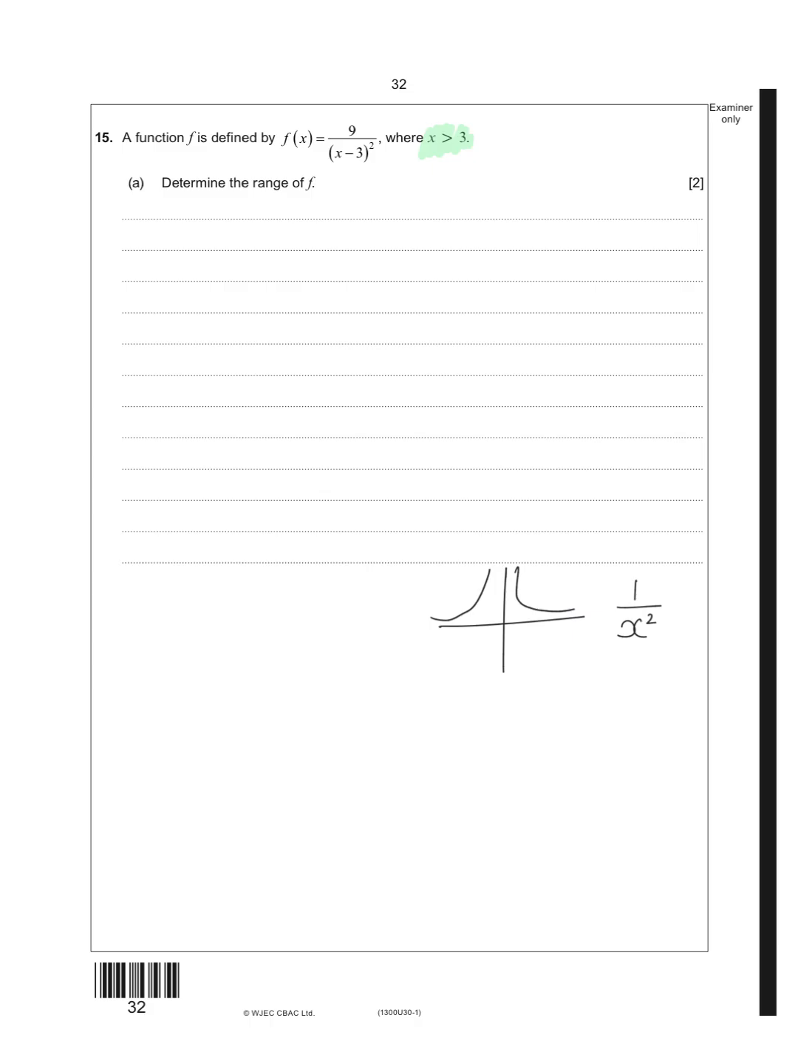Okay, so if we think about what happens when we make x very, very big, well, when you take 3 off it, it's still going to be very big. Square it, it's going to be very, very big. And then when you do 9 divided by something astronomically big, it's going to go towards 0.